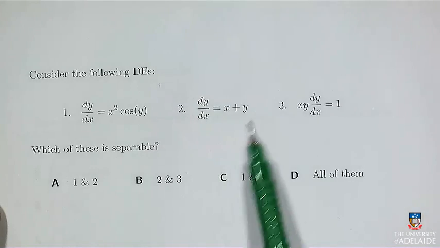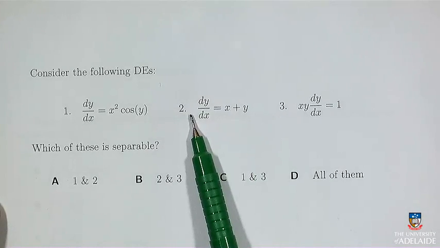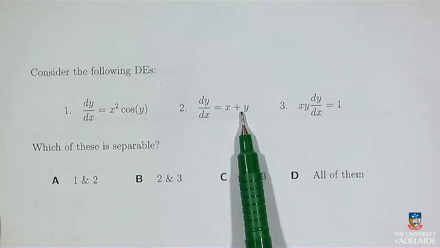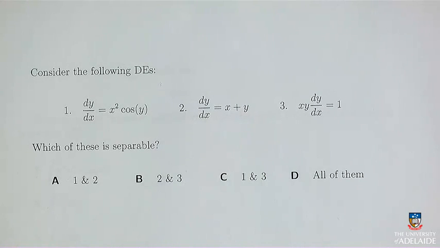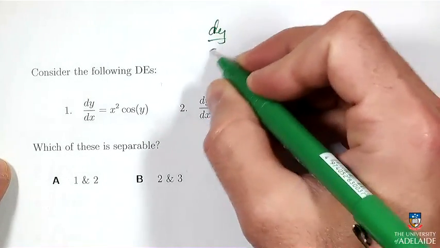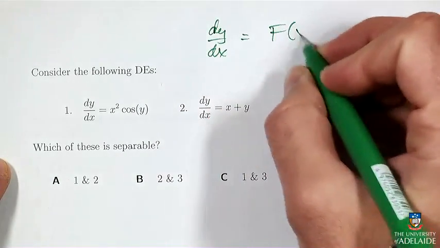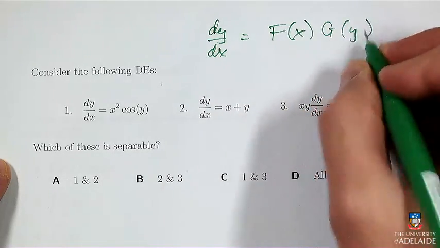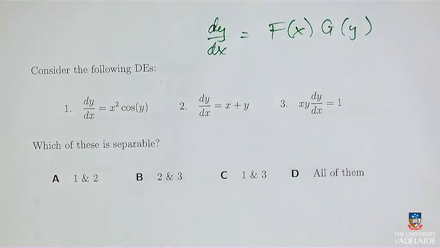This one here, you could get the y on the left by subtracting it, but that's not the rules, right? The rules say it must be a function of x times a function of y. It must be something like this: dy/dx equals some function of x times some function of y. This is a function of x plus a function of y, so it is in fact not separable.